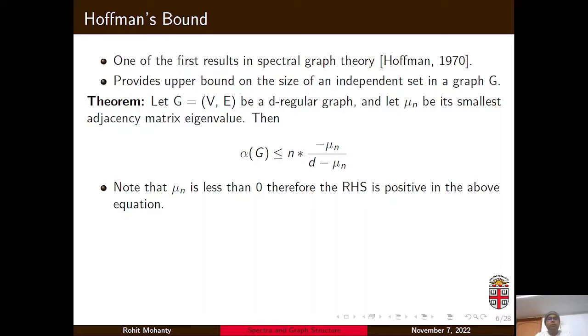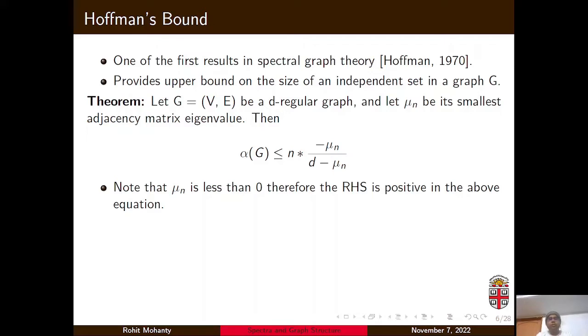Hoffman's bound was initially introduced for a d-regular graph. So let me first explain what a d-regular graph is. A regular graph is a graph where the degree of every vertex is equal. That is, every vertex in the graph has the same degree. And a d-regular graph is a graph where every vertex has degree equal to d.